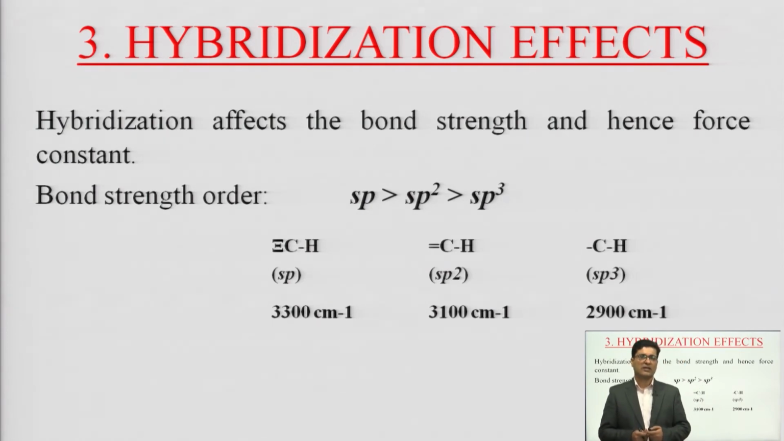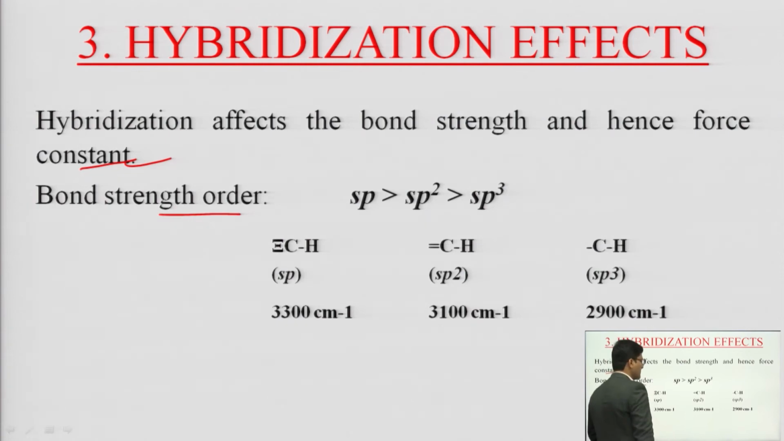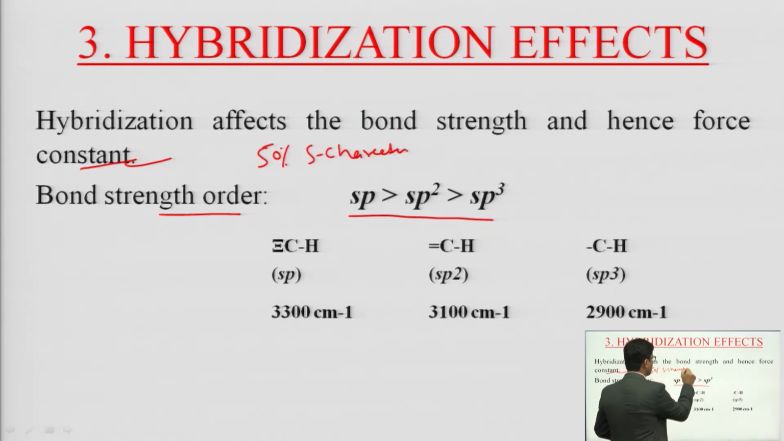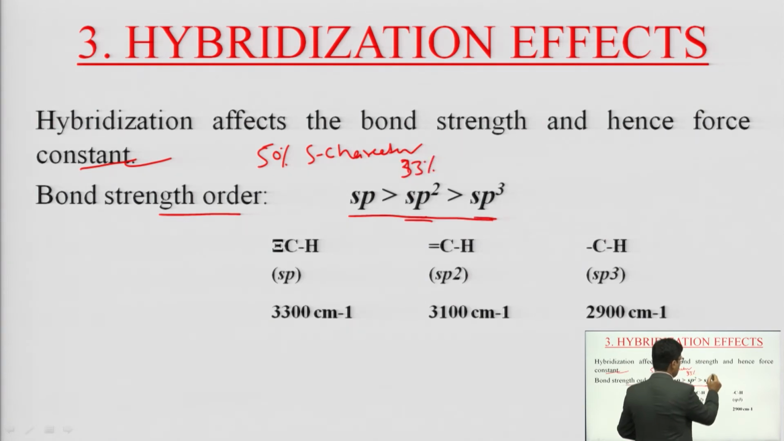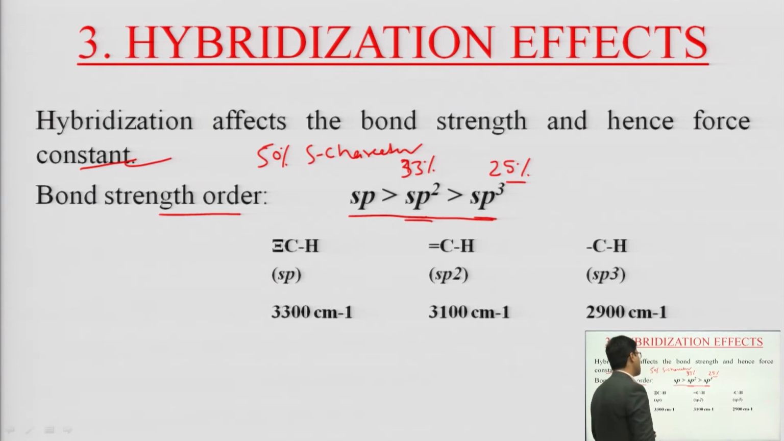Third effect is the hybridization effect, and hybridization affects the bond strength and also the force constant value. So, the bond strength order based upon the hybridization is sp, sp2, sp3. So, sp has 50% S character, sp2 has 33% S character, and sp3 has 25% S character. So, we can see that sp has the strongest S character.